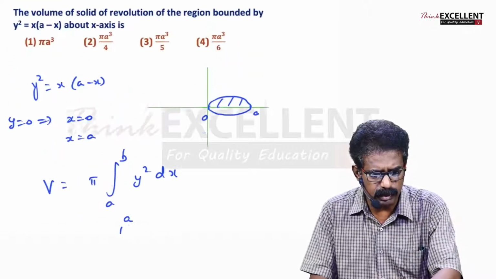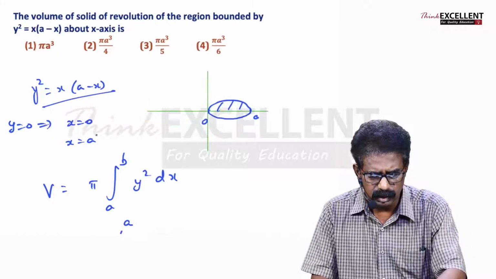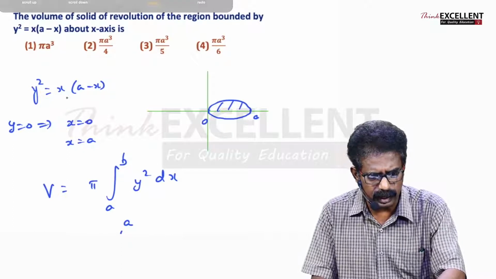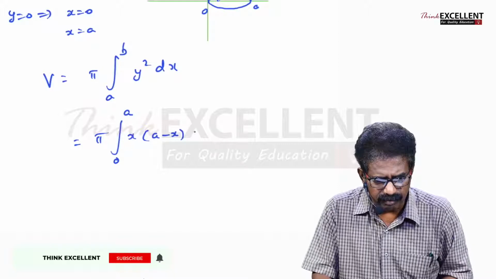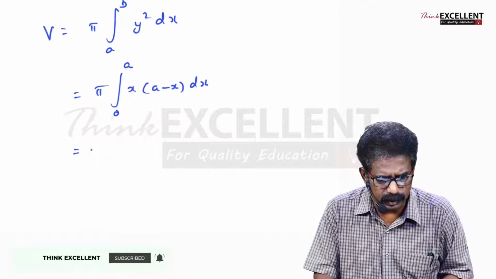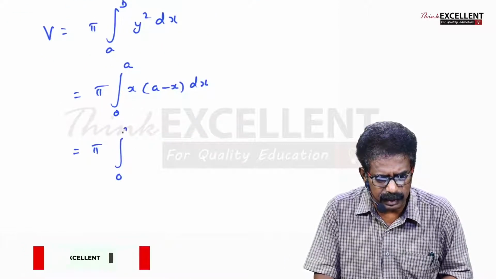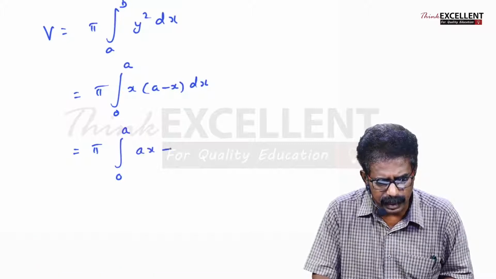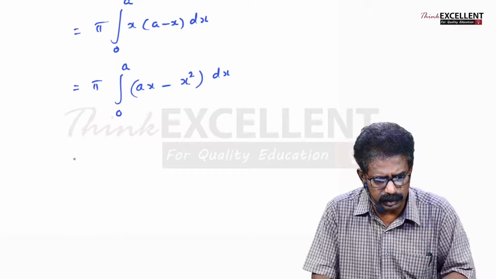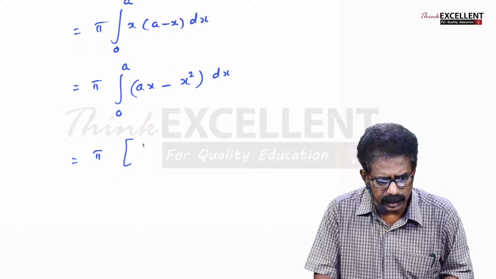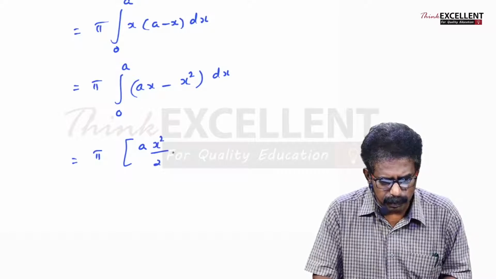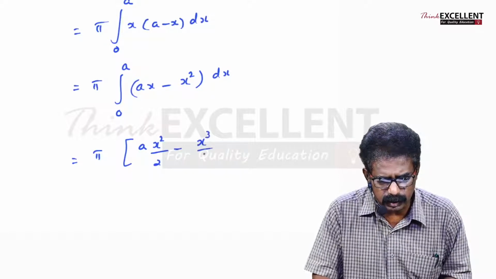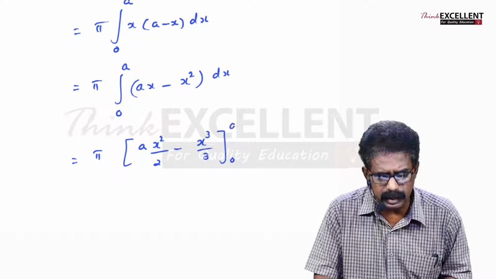Y square, from the question you can find, this is y square, right? So you multiply and write, okay, write a step. X into a minus x of dx. That is pi into integral 0 to a. Multiply term by term, ax minus x into x, x square of dx. Now integrate it, pi into a into x integration x square by 2 minus x square integration x cube by 3, limit 0 to a.